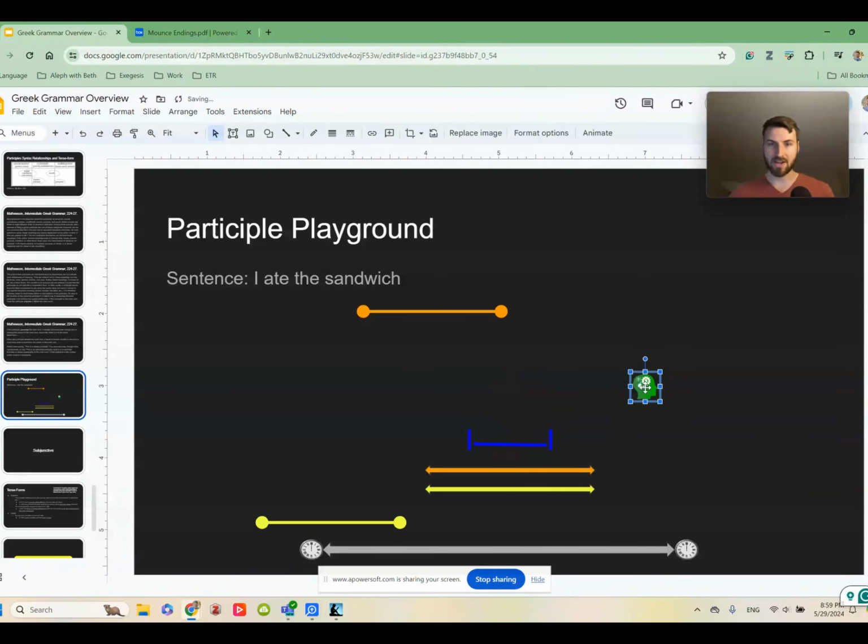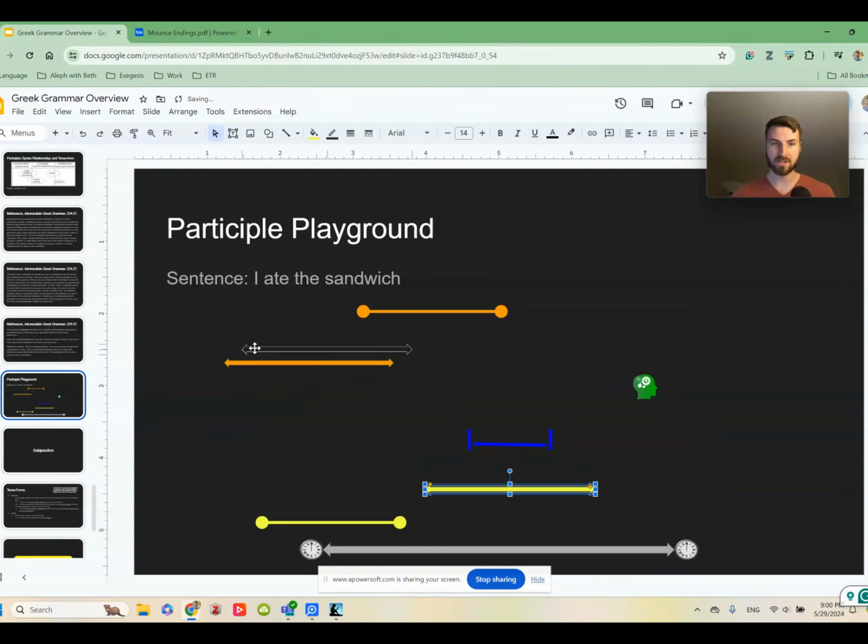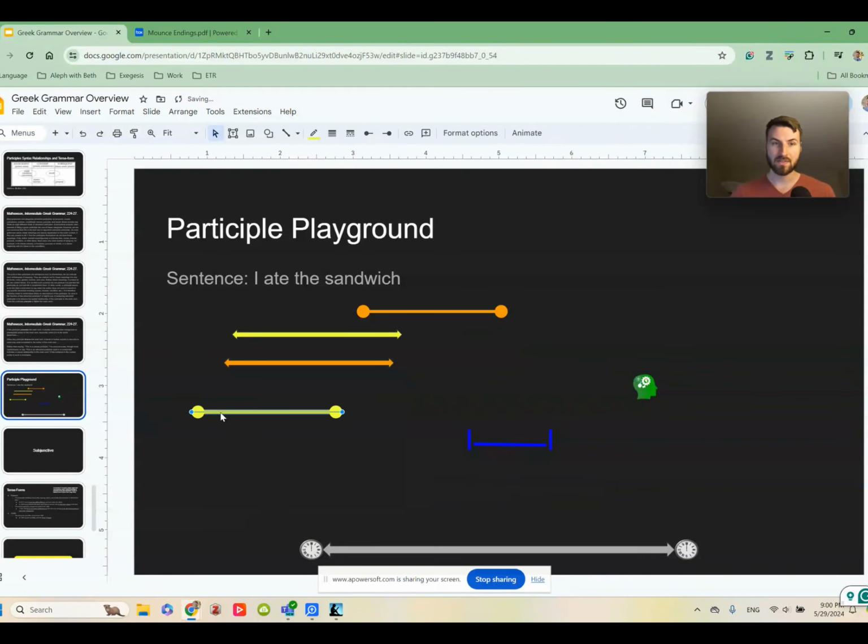So on the playground here, if I say, I ate the sandwich, that would be the aorist, the simple past. And here I'd be referring to just a simple action of eating. I ate the sandwich, like that.